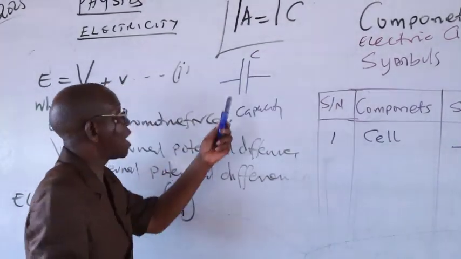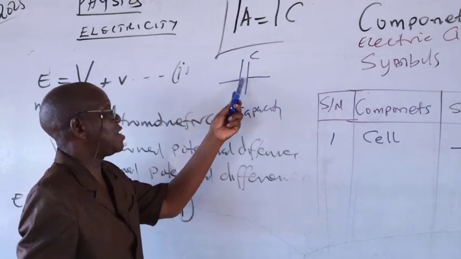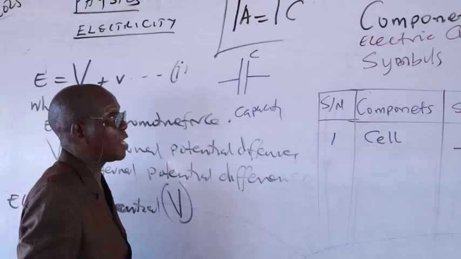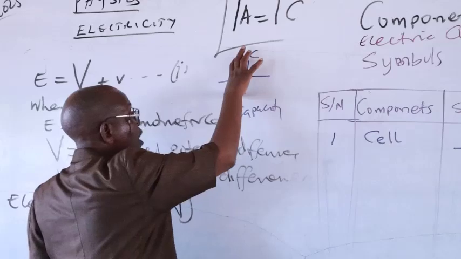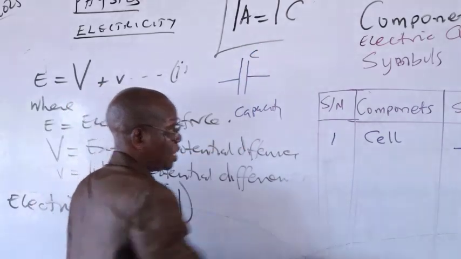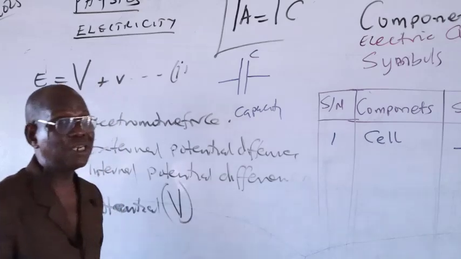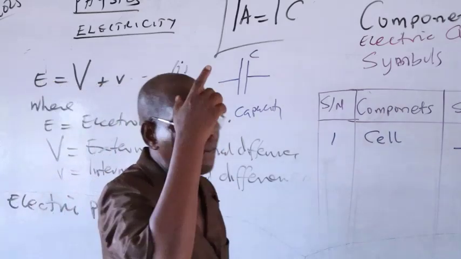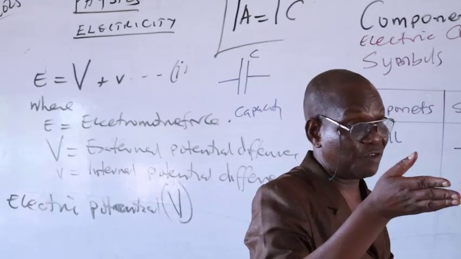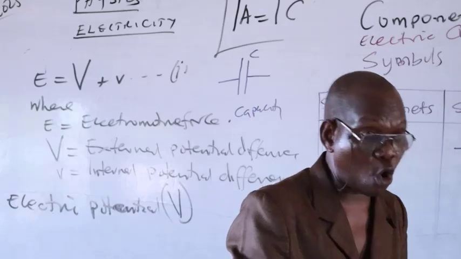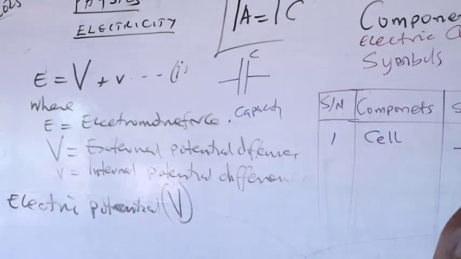Look at this. If you write like this, the examiner will take it to be cell because it's obvious that this is longer than this. If one of the plates is longer than the other, it's no more capacitor. It is a cell. The rule is that for the symbol of a cell, one plate must be longer than the other. The longer one is positive while the short one is negative. But if we want to show the symbol of a capacitor, the two plates must have equal length or equal height. So please take note of that.